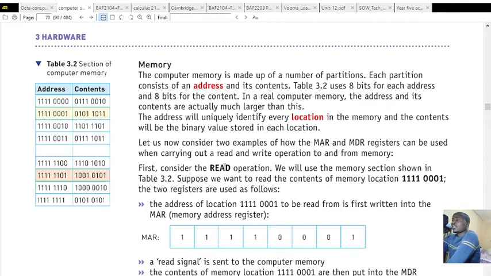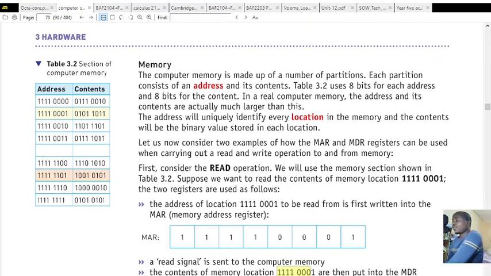So the read signal is sent to the computer memory. The content of the memory location, the one that we mentioned, is then put into the memory data register as it is.